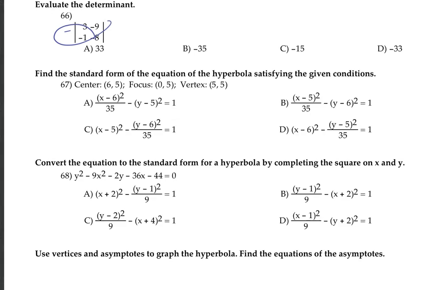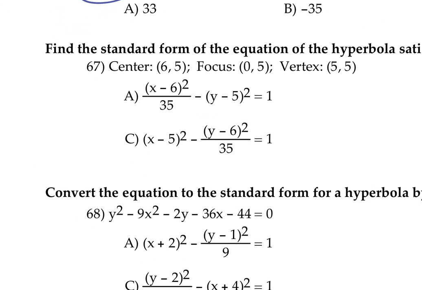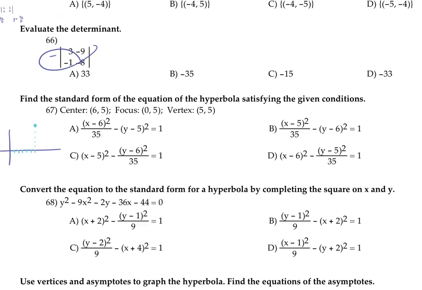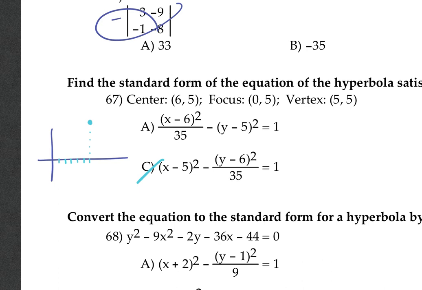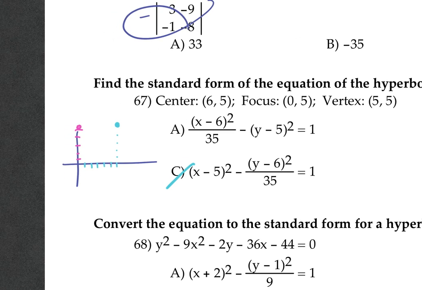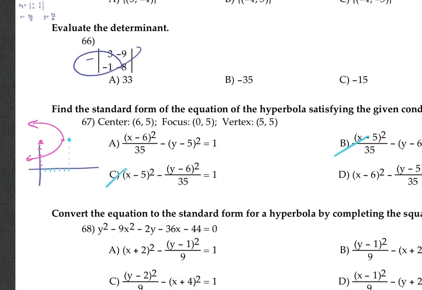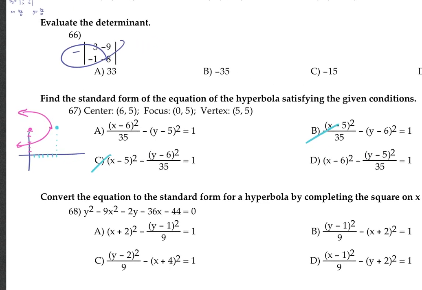67 goes back to hyperbolas. So if I have a center at 6, 5. First of all, I would go to all my answer choices. It should be an x minus 6 and a y minus 5, which means these two have already been eliminated. Then the focus is at 0, 5. And five, and the vertex is at 5, 5. So the focus, 5, 5, tells you that it points in that direction, which means it's horizontal, which means the x comes first, which is consistent with what we have for our answer choices already.